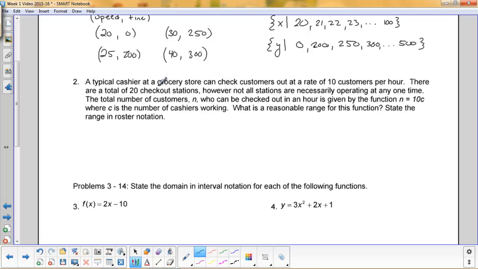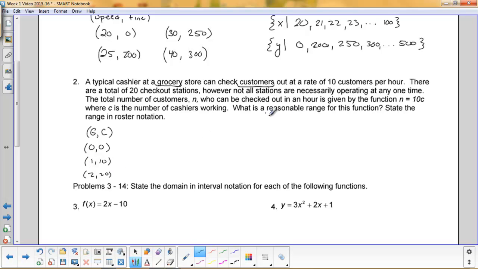So the number of grocery store clerks will determine the amount of customers that can be checked out. Okay? So that means we're going to have grocery store clerks and customers. If I don't have any grocery store clerks, I can't check out any customers. If I have 1, that's 10, 2, that's 20. I think you get the picture about what my domain and range is going to look like.